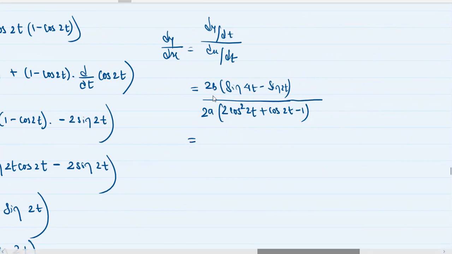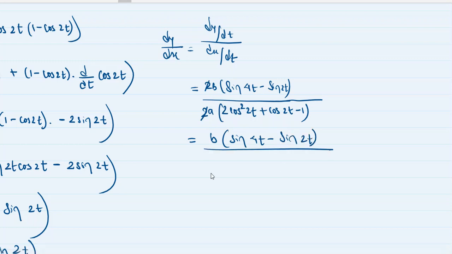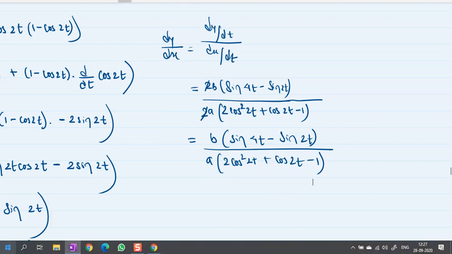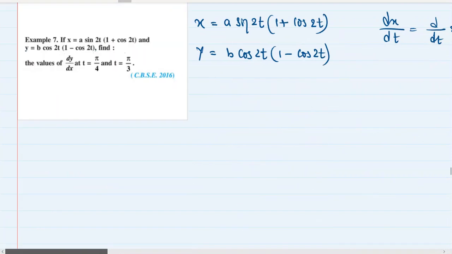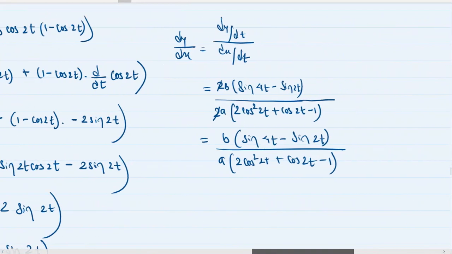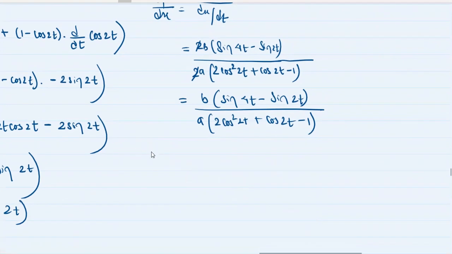Okay, so we get 2 gets cancelled over here. And we get b bracket sine 4t minus sine 2t, the whole upon a multiplied by 2 cos square 2t plus cos 2t minus 1. Now see, we found dy by dx, but in the question they have asked us to find the value of dy by dx at t is equal to pi by 4. So what we are going to do is put the value of t as pi by 4. So dy by dx at t is equal to pi by 4. That's how you write it.